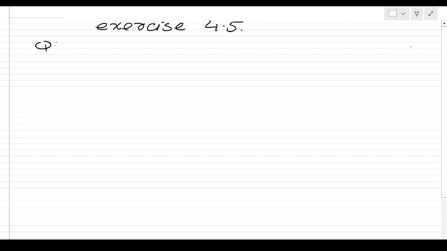The first question states that we need to find the HCF and the LCM of the following. Now let's write the first part. In the first part, we have 16 minus 4x square, and then we have x square plus x minus 6.